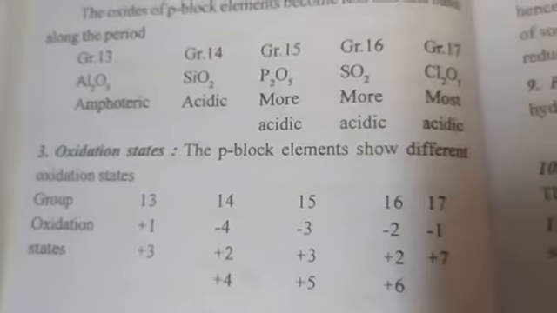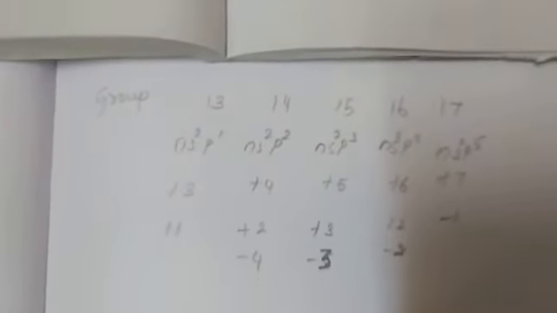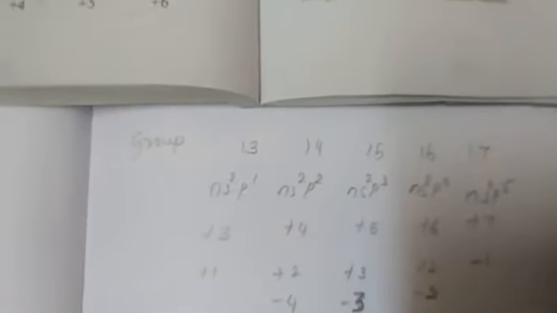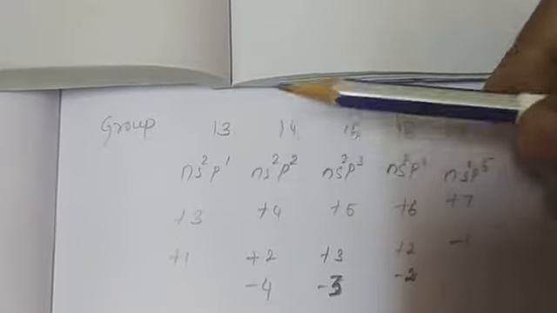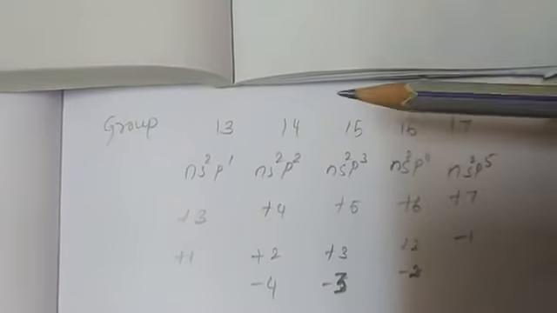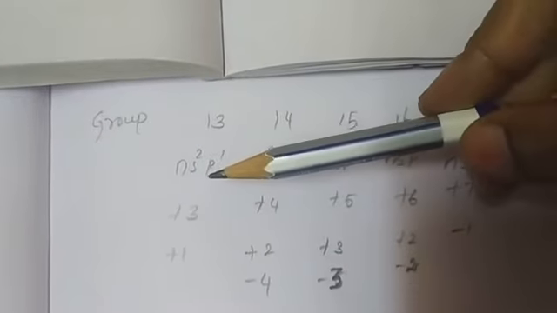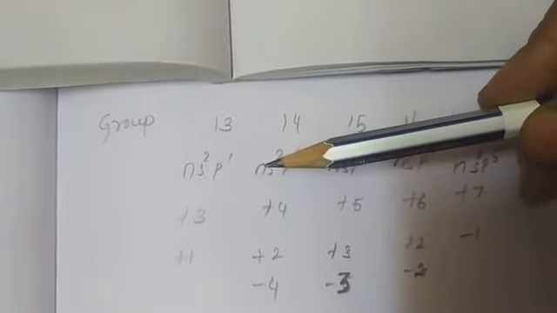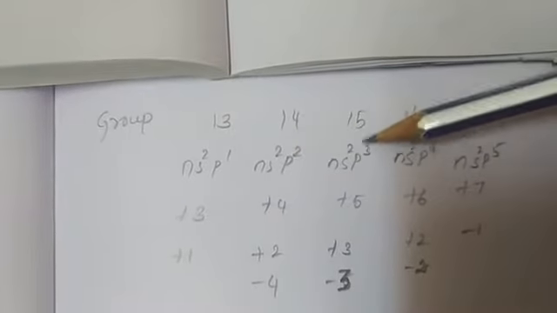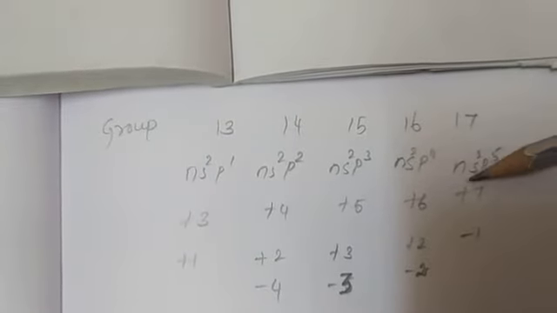So next, oxidation state. So the P block elements show different oxidation states. For example, these are the groups: this is 13, 14, 15, 16 and 17. So first you need to know the configuration. For group 13 elements the configuration is ns2 p1. For group 14 elements it is ns2 p2, similarly 15 is ns2 p3, 16 is ns2 p4, 17 is ns2 p5.